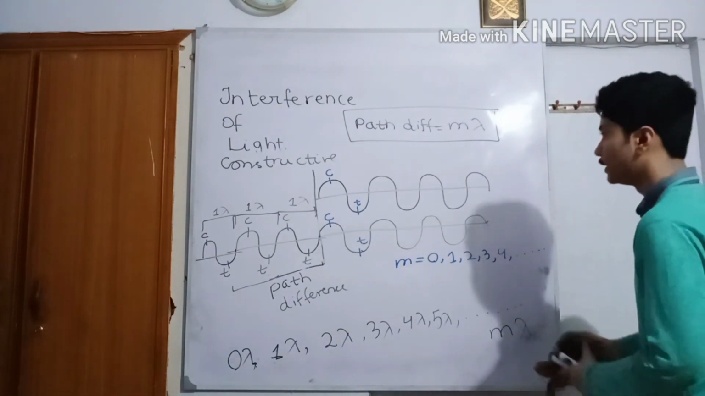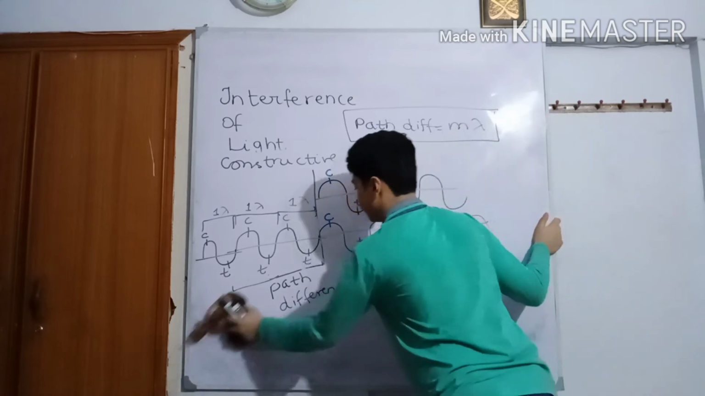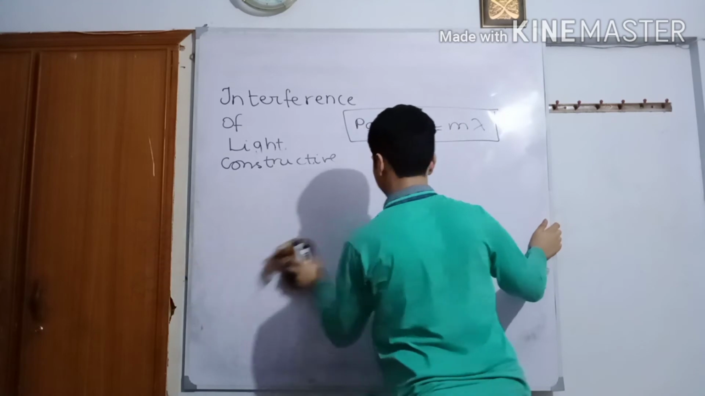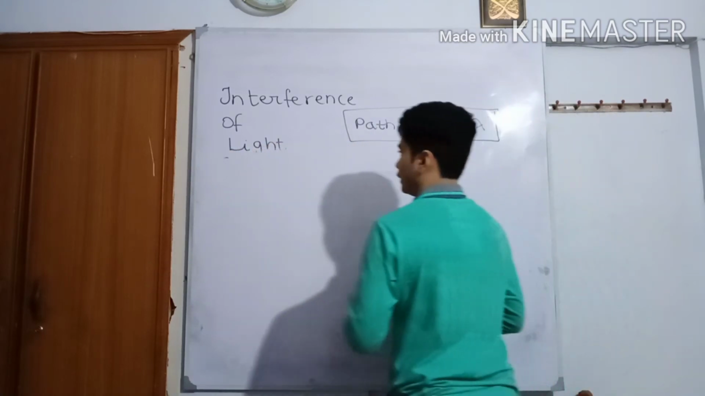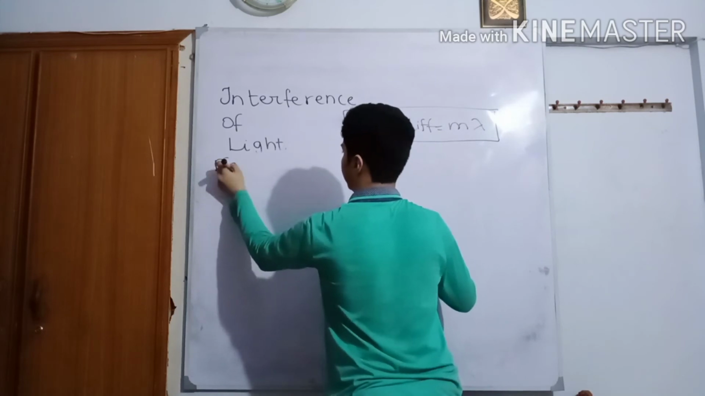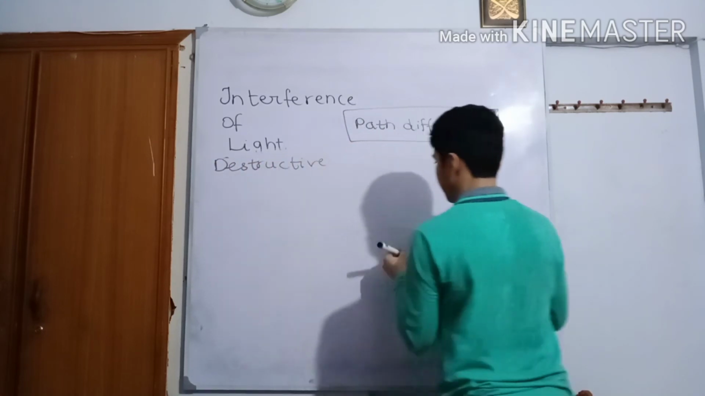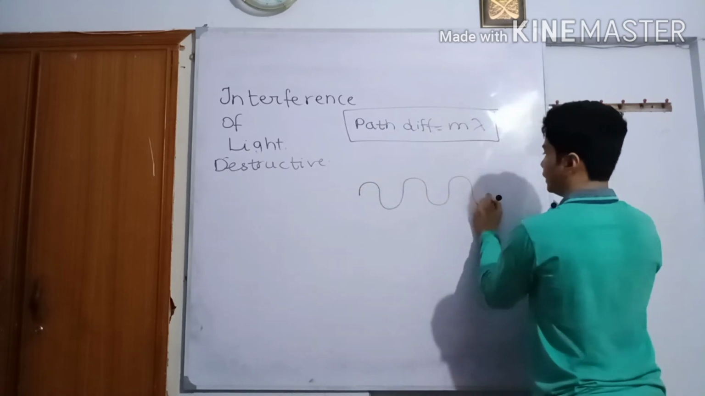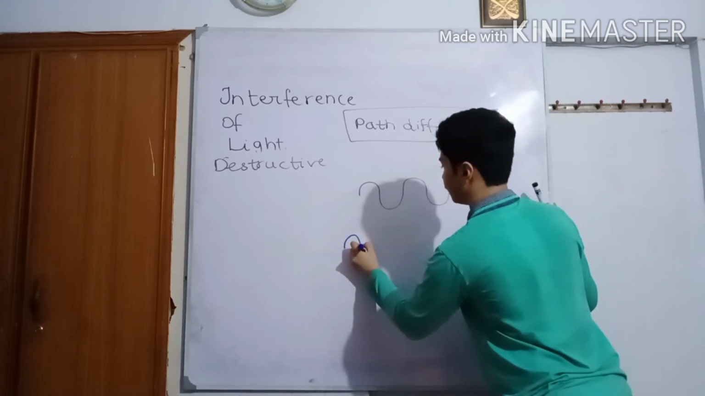Alright, now heading towards destructive interference. This is the equation that we have to develop, and now I hope you will understand each and everything that I am teaching you. This is the most important topic, destructive interference. For example, this is a light wave. Now this is the first light wave and this is the second light wave.